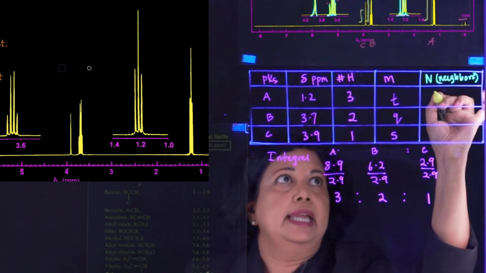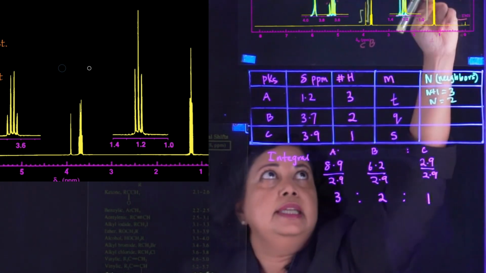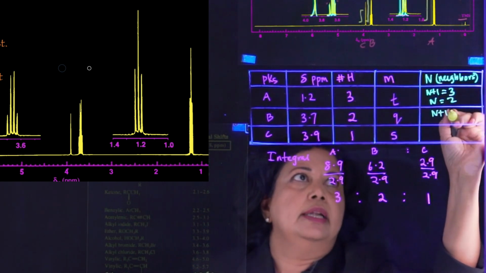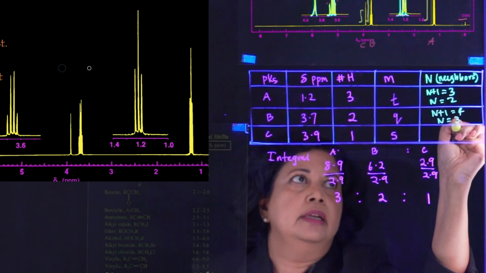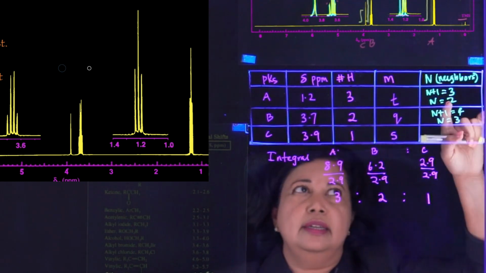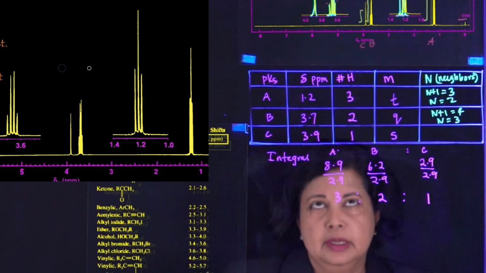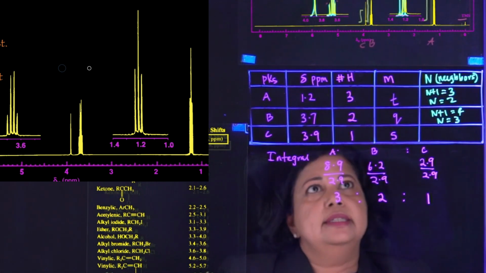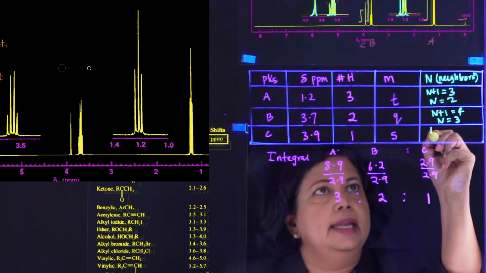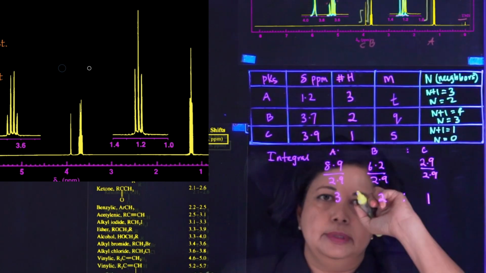So triplet means N plus 1 is 3. So N is 2. So A, which has 3 hydrogens, has 2 neighbors. Over here, N plus 1 is 4. So N is 3. That means B, which has 2 hydrogens, has 3 neighbors. So that makes sense, because your neighbors and the number of protons here seem to be the same. But then where does this hydrogen come in? It doesn't seem to have any neighbors. Where is it? All by itself somewhere. Let's look at it. N plus 1 is 1. Therefore, number of neighbors is 0. No neighbors.